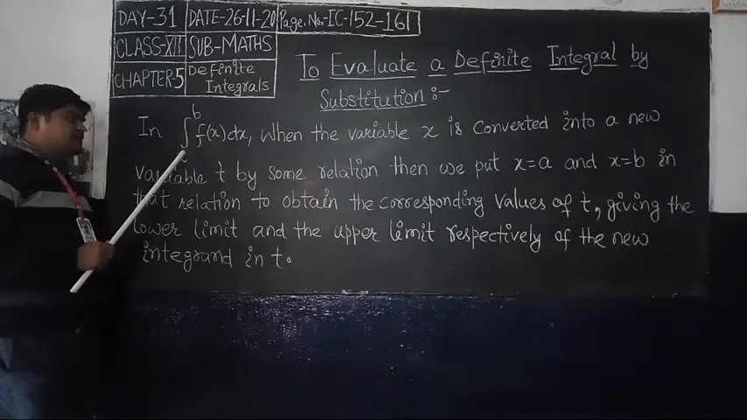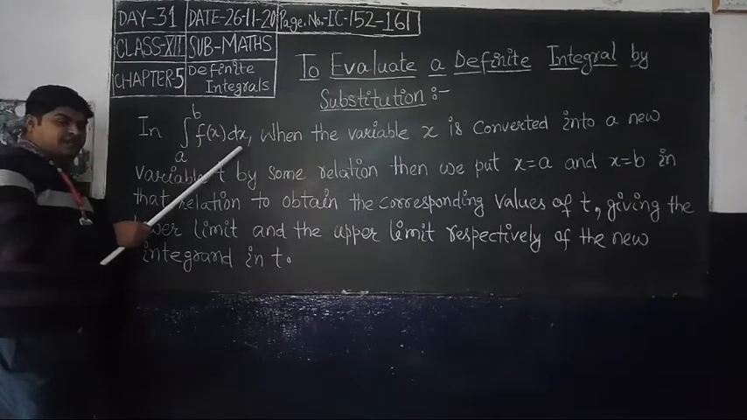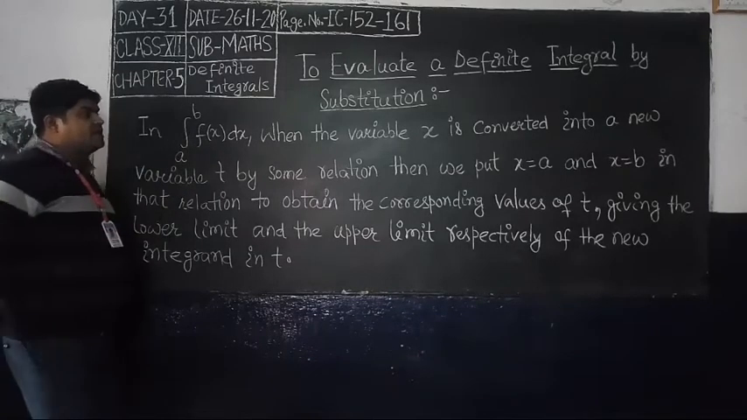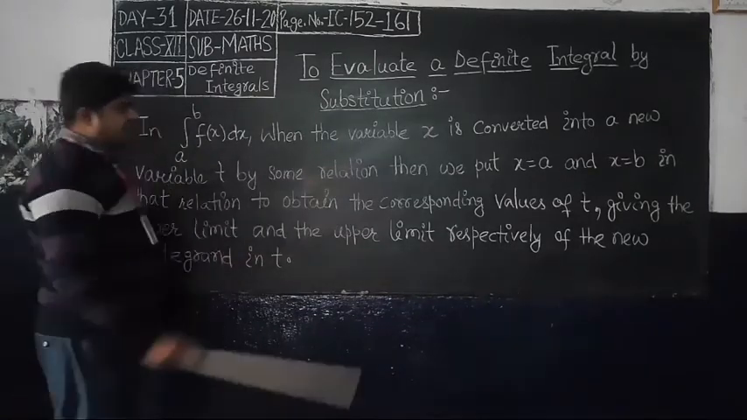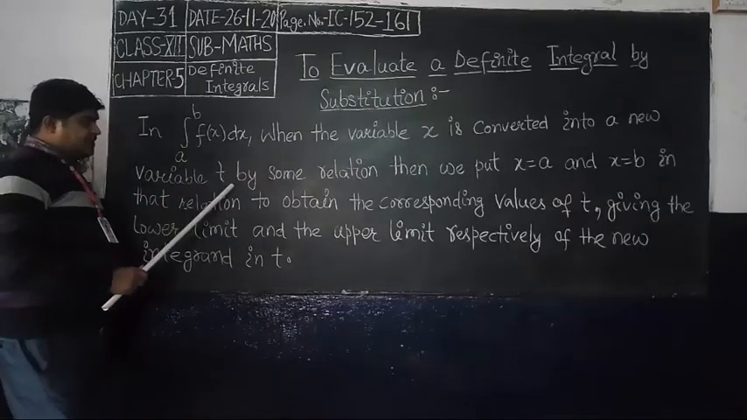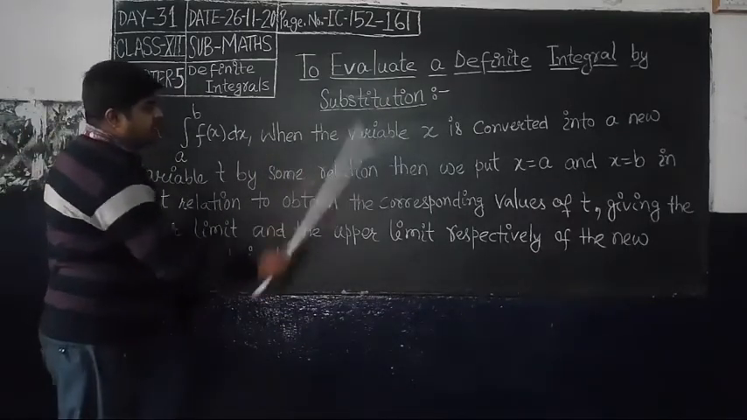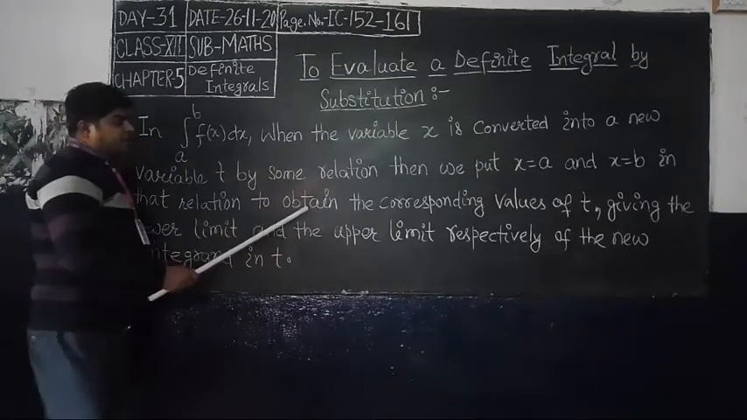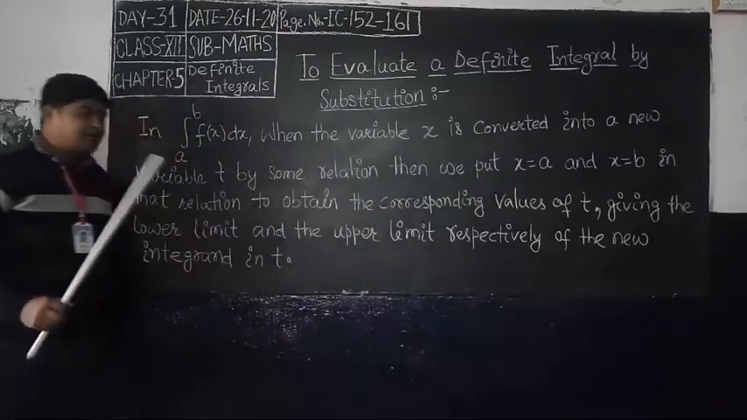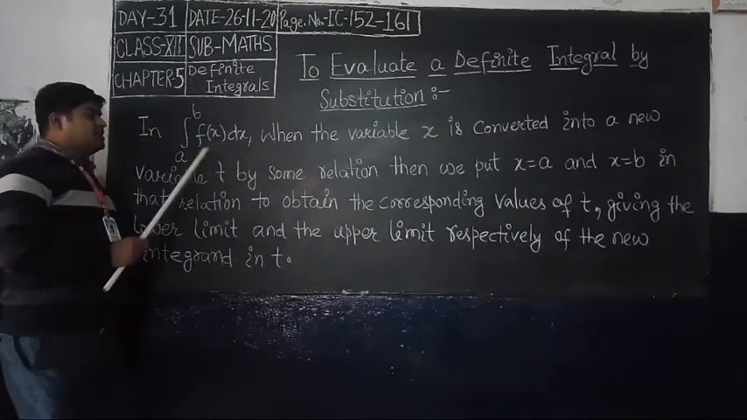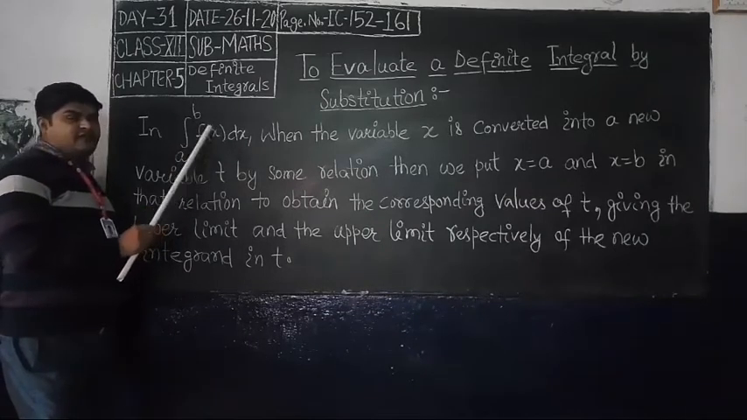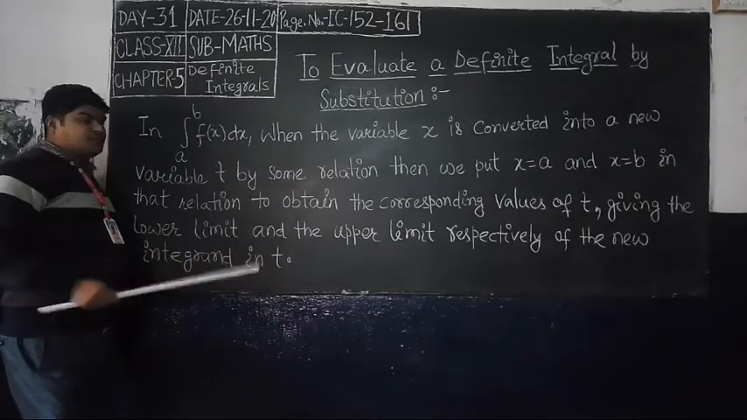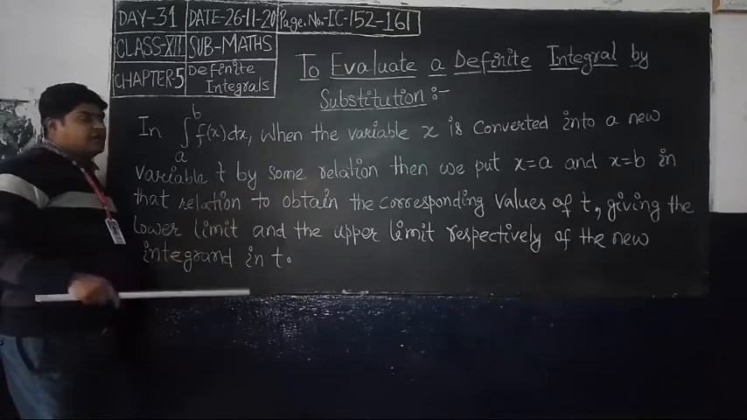In the integration from a to b of f of x dx, this is the given function and we have to find its integration. When the variable x is converted into a new variable t by some relation, then we put x equal to a and x equal to b in that relation to obtain the corresponding values of t. That means you convert the function into t form. Suppose the given function is x cube minus x plus 3, then you suppose x cube minus x plus 3 equal to t.